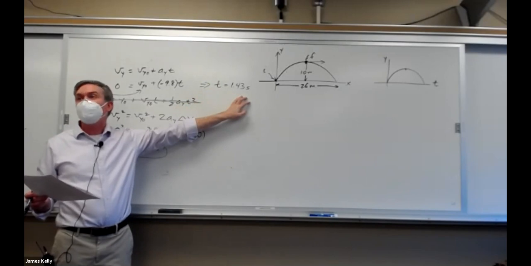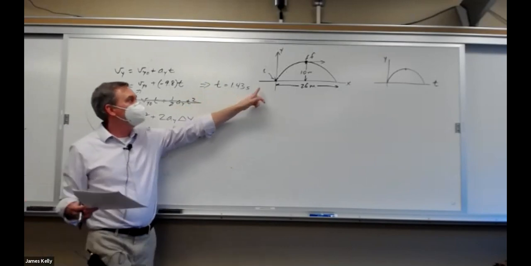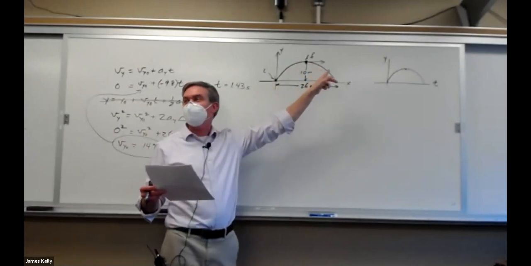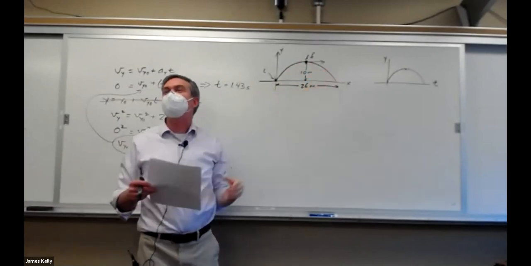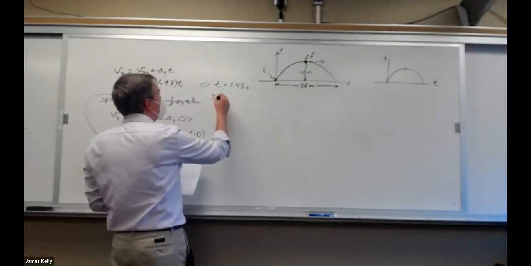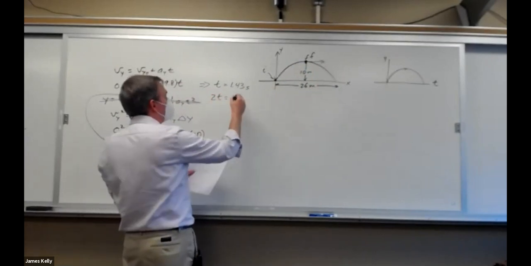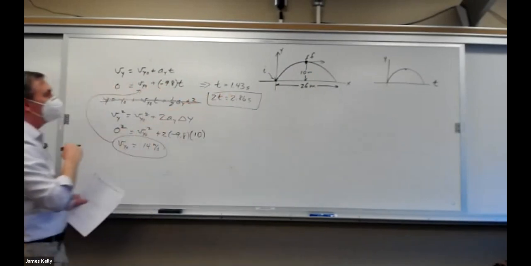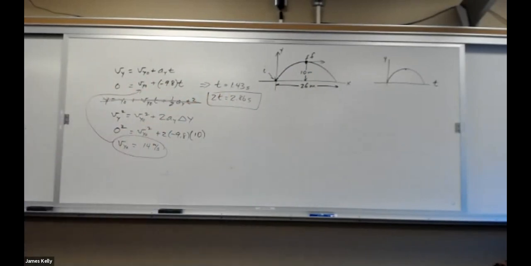Because I've already forgotten that the time between initial and final is not what was asked for in part A. How much time is the ball in the air for? That's double that, right? So we need to double t, and that's our answer, 2.86 seconds. Okay, that's a little bit more complicated.